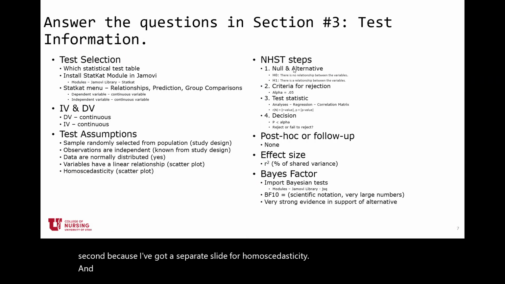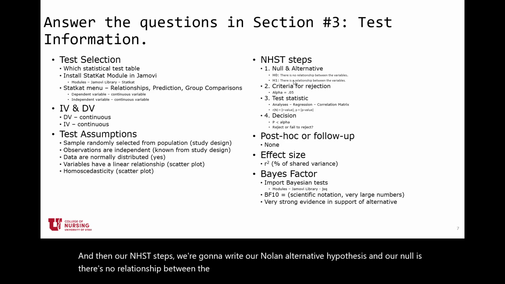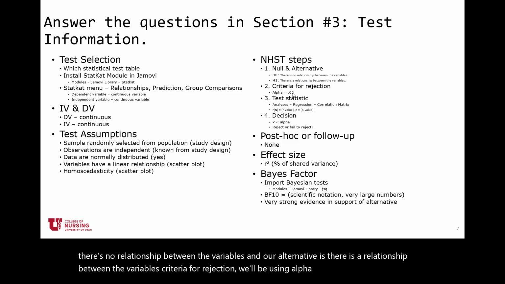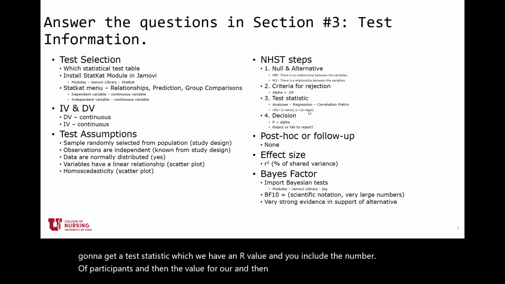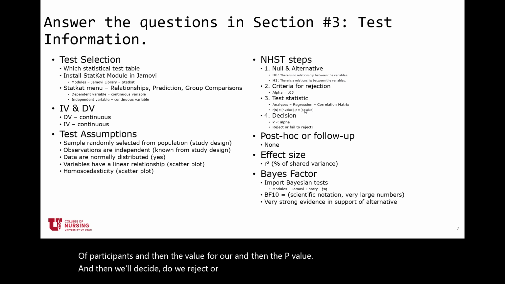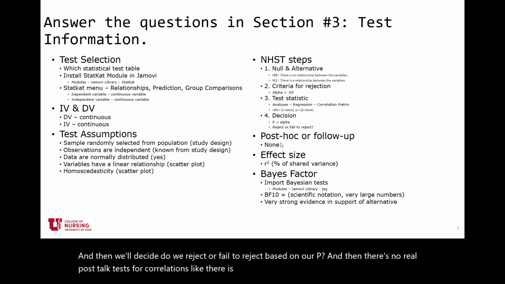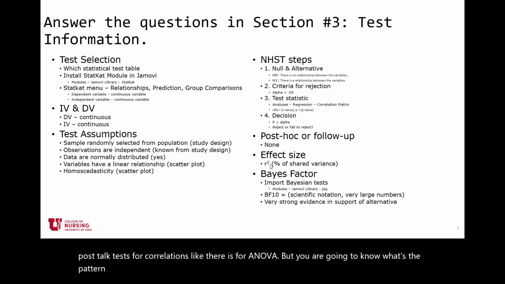And then our NHST steps, we're going to write our null and alternative hypothesis. Our null is there's no relationship between the variables, and our alternative is there is a relationship between the variables. Criteria for rejection, we'll be using alpha 0.05. And then we're going to get a test statistic, which is an R value, and you include the number of participants, and then the value for R, and then the p value. And then we'll decide, do we reject or fail to reject based on our p. And then there's no real post hoc tests for correlations like there is for ANOVA, but you are going to look at the pattern here. And an effect size for R, and I'll talk a little bit about that one, so we will just move forward and look at some of these other slides.